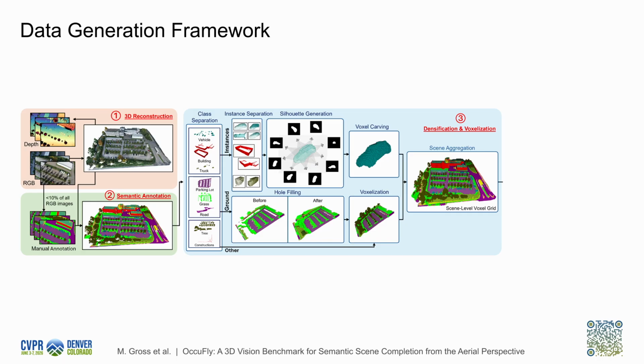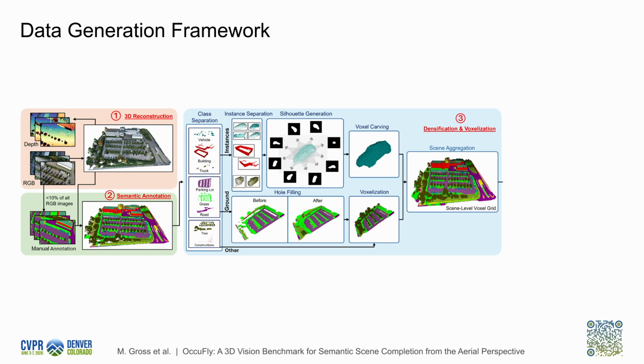First, the instance group contains compact countable objects such as vehicles and buildings. Here, we first cluster the point cloud into individual object instances using DBSCAN, render each instance from many virtual viewpoints, and apply the alpha shapes algorithm to generate binary silhouettes. To finally recover dense object-level voxels, we perform silhouette-based voxel carving.